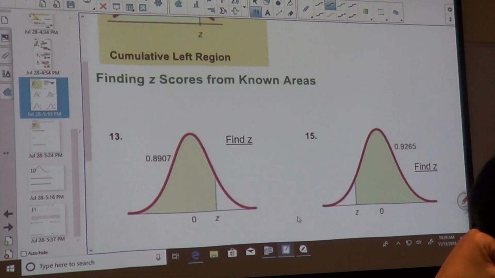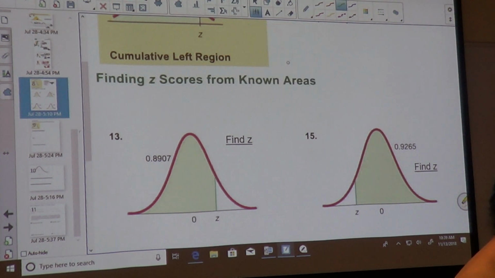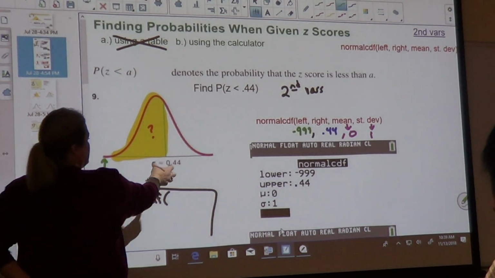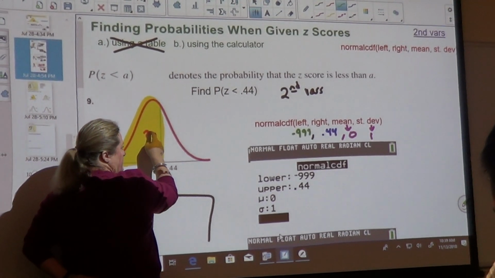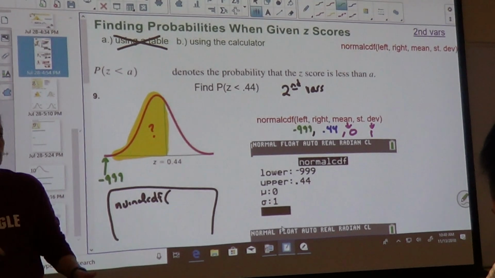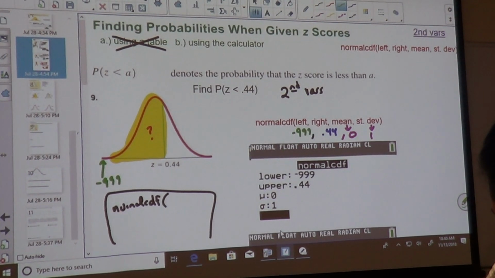Now, this one, let me see what this one's doing. This one's going backwards. They told you that this is that, and we're trying to find that. Look at the difference between this and the last problem. The last problem, we knew the z, we didn't know the percentage under the curve. Now, we know the percentage under the curve, we don't know the z. So we're going backwards. See the difference?